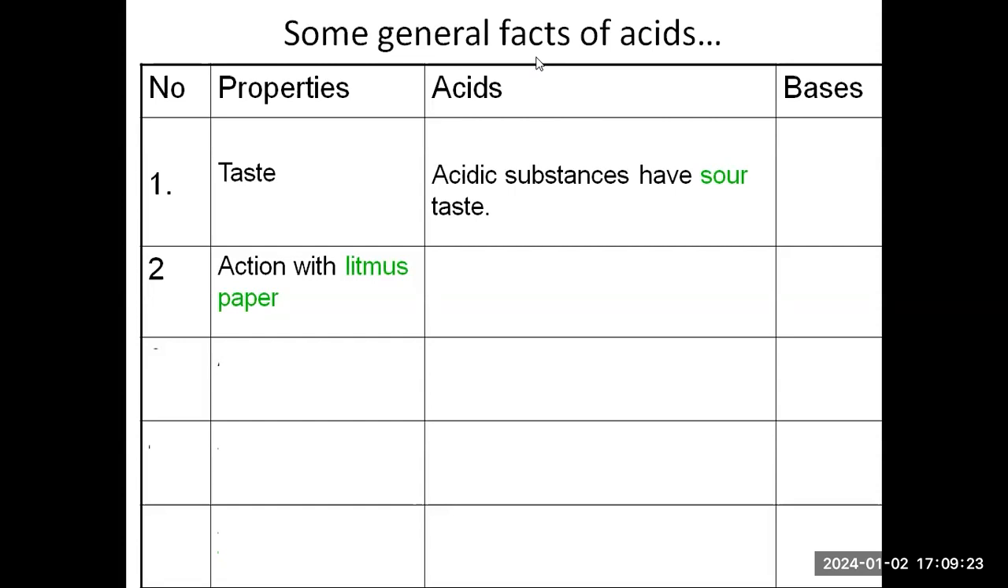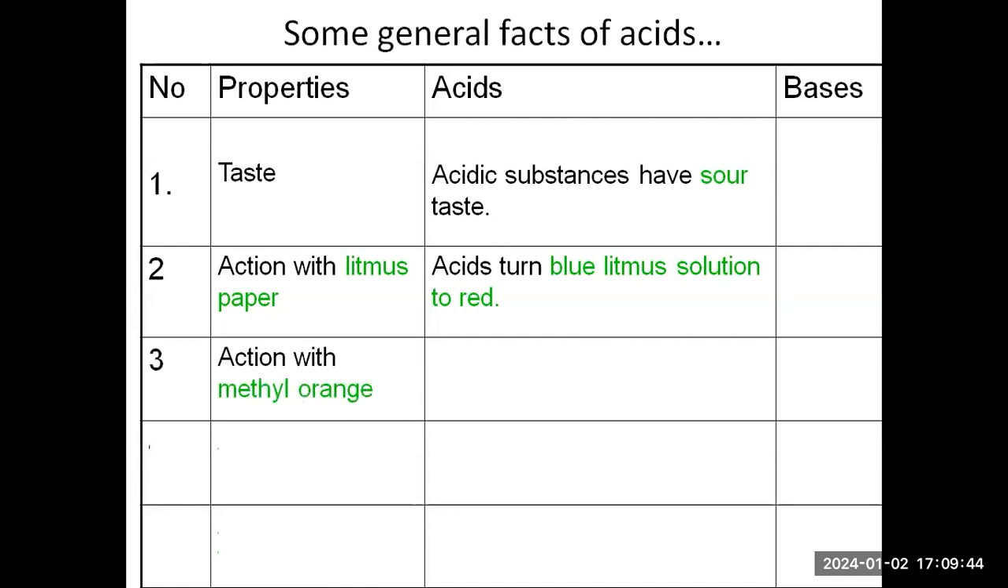Now, when we bring a litmus paper in contact with an acid, its color changes from blue to red, which indicates that the substance is acidic in nature. So a litmus paper will always change the color of blue litmus to red.